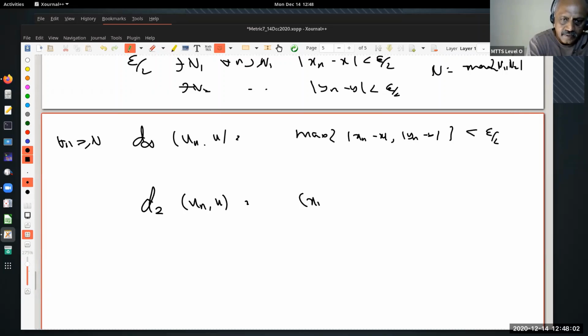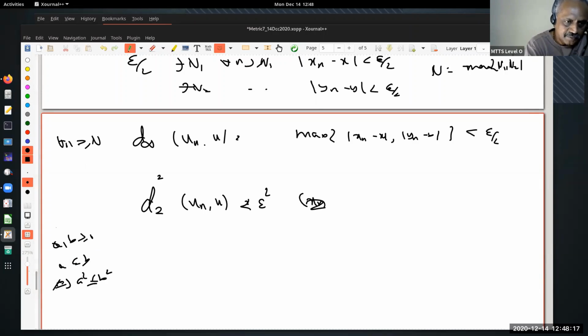So let us look at its square. I want to show this is less than or equal to epsilon squared. Remember my earlier result: if a and b are non-negative, then a is less than or equal to b if and only if a squared is less than or equal to b squared. How many times have we used this? We are going to use this, right?